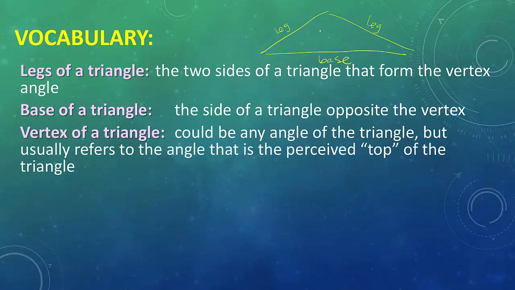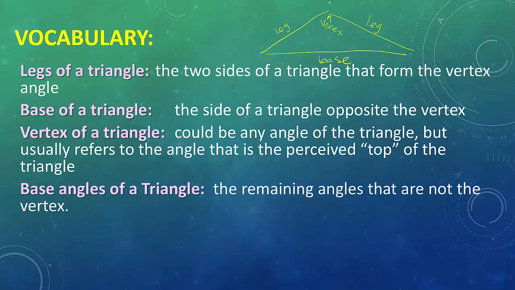The vertex of a triangle, which is right there, refers to the angle, could be any angle of a triangle really, but it usually refers to the angle that is the perceived top of the triangle. So depending on the diagram or image that you have, it's what looks like the top. But keep in mind, it doesn't have to be. Base angles of a triangle, so this would be your base angles here. Base angles, base angles. That's the remaining angles that are not the vertex.